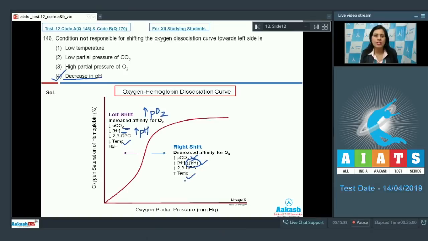And next, high temperature. So the correct answer is decrease in pH, whereas the rest of the options, low temperature, low partial pressure of carbon dioxide, and high partial pressure of oxygen, cannot be the correct answer because these factors are responsible for shifting the curve to the left side and not to the right side. So the correct answer to this question is option number 4. Let's discuss our next question.